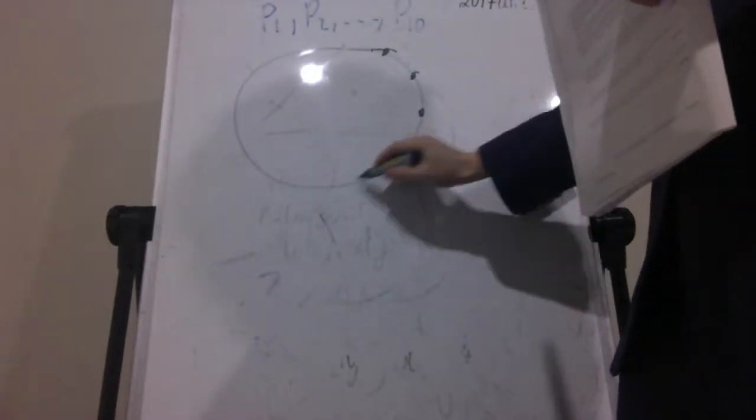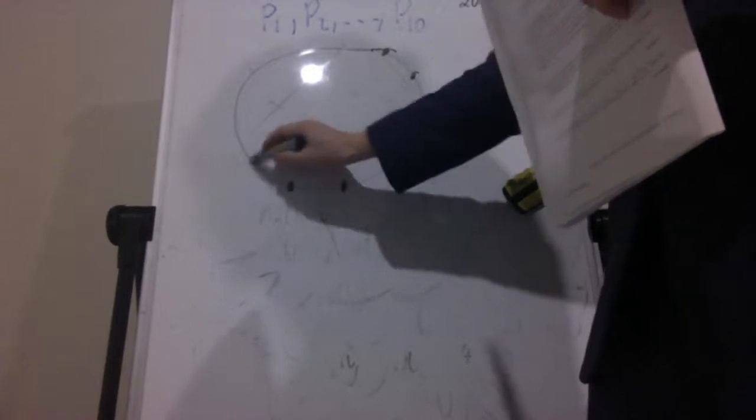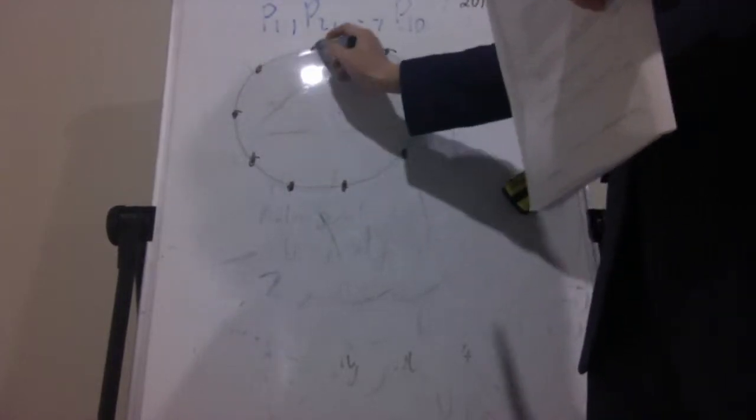So the question was you have 10 points, P1, P2, up to P10, right? And they're equally spaced around a circle. This is 2017, question 9. Equally spaced around a circle, right? Yep. 7, 8, 9, 10.